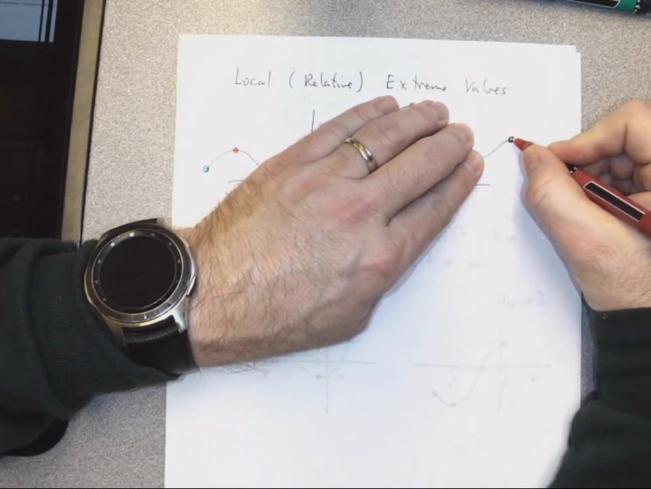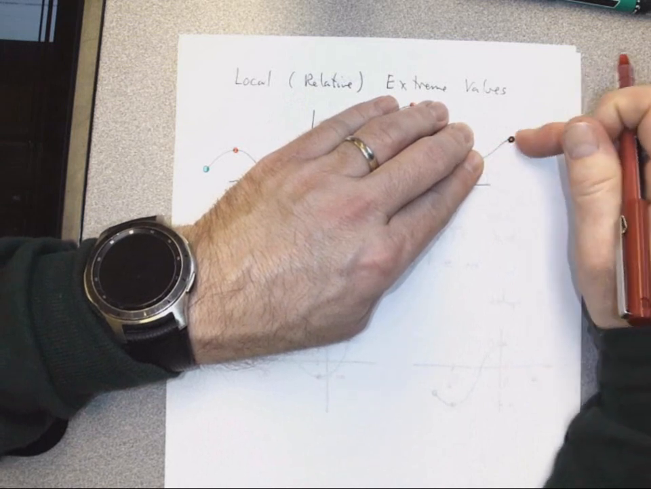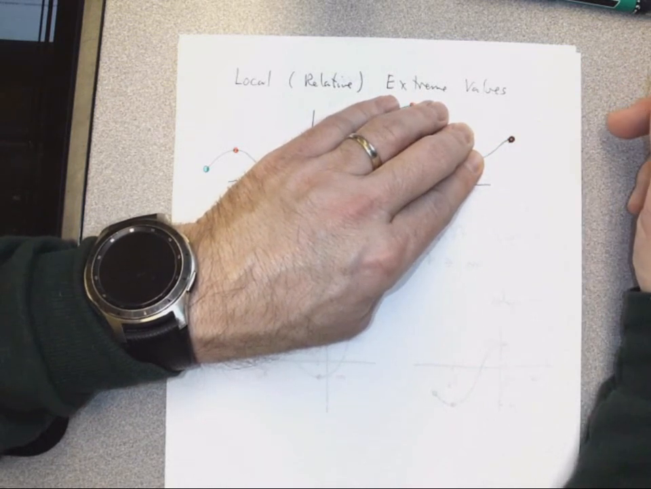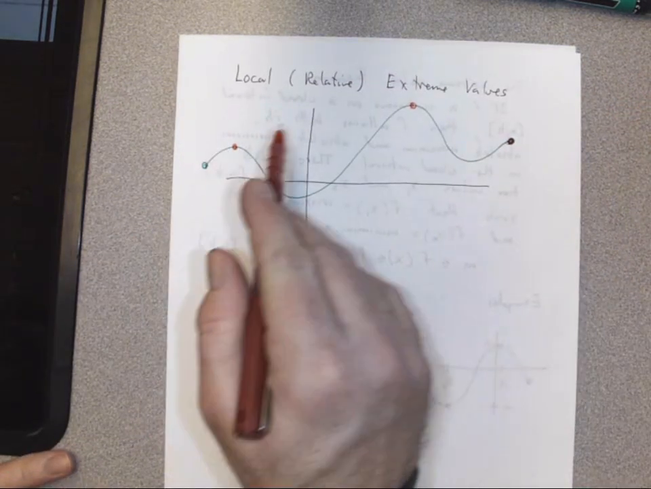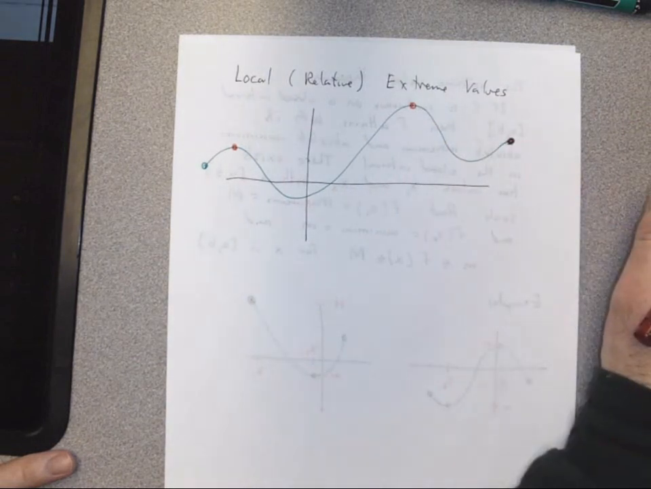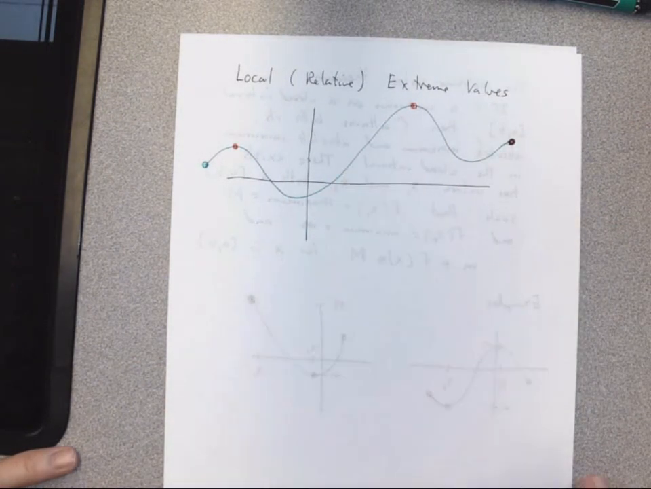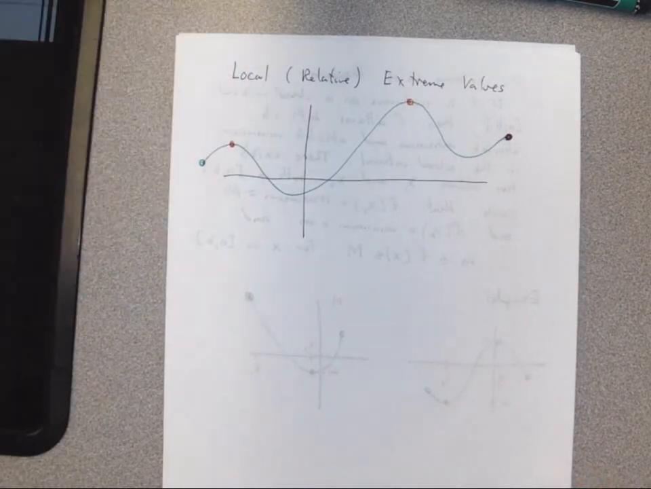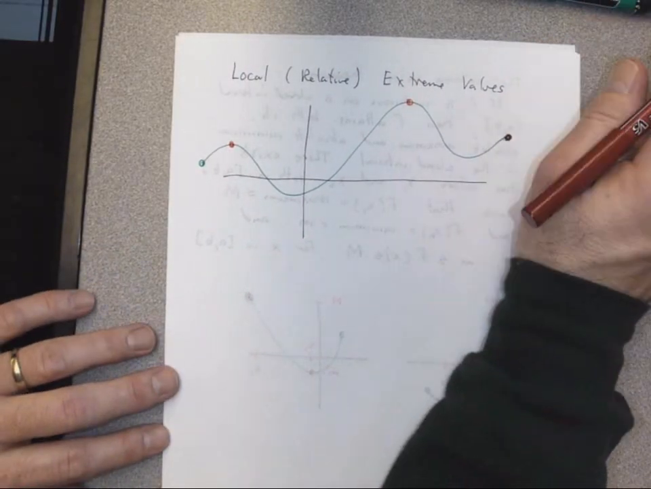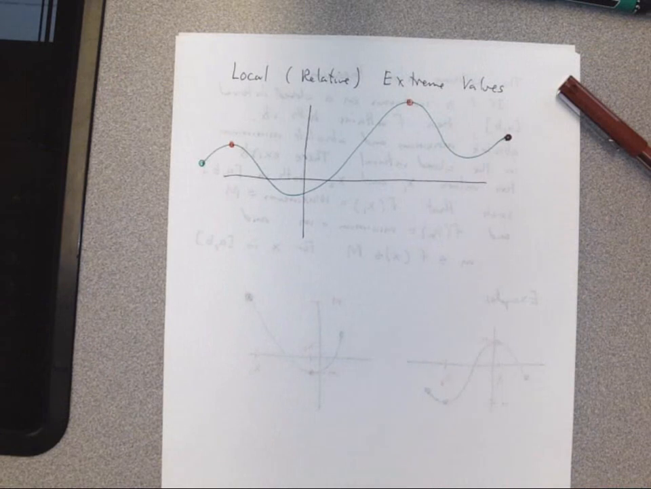So this would be considered not an absolute max, but a max for all the points in its neighborhood. So these three would be considered relative maximums, but this one alone would be an absolute maximum. So absolute maximum is a subset of your relative maximums. Now you also have your minimums.